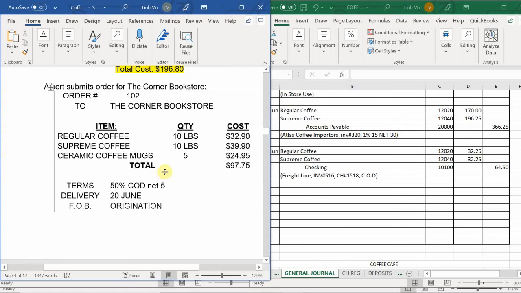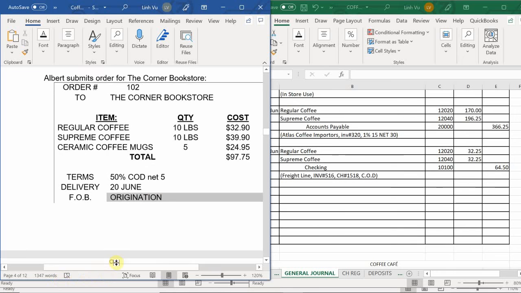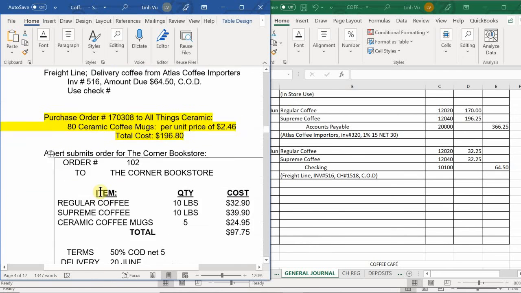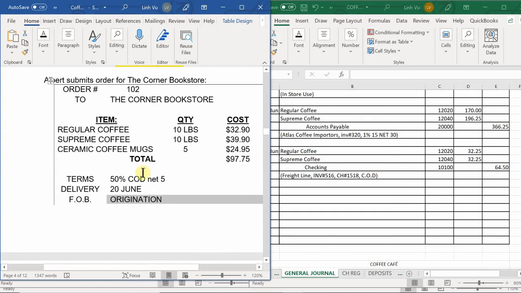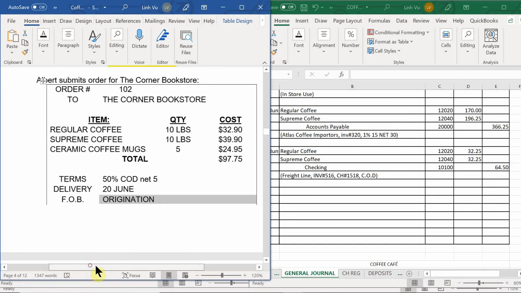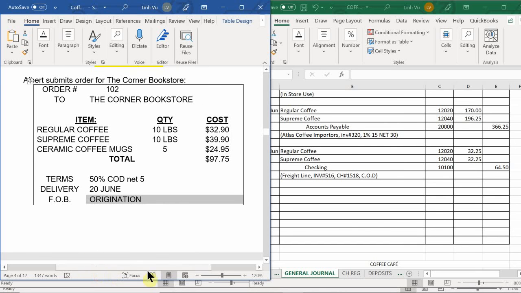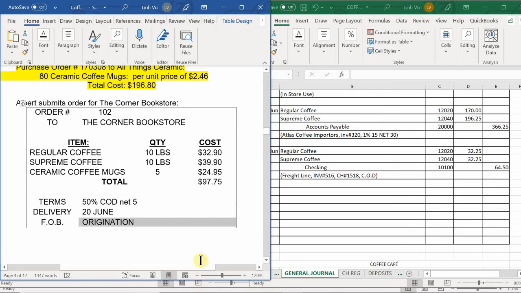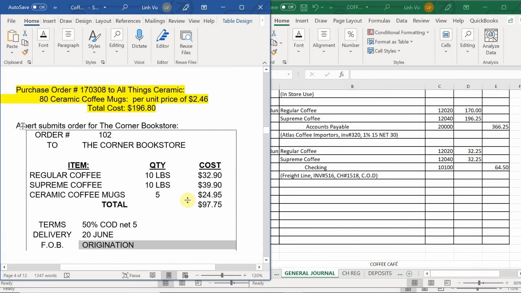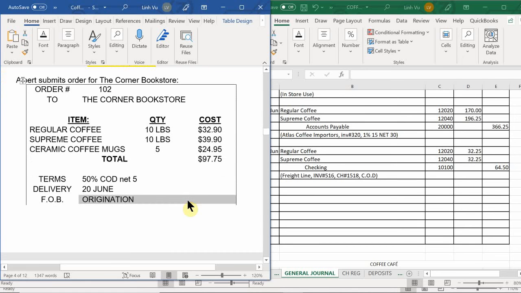So then what about this one? In this case, what happened here? We have another order from Albert, for Corner Bookstore, but it's another person. So we have to write on the commission page. Who do we write this out to, or who ordered this? Corner Bookstore. When are we going to deliver? The 20th of June.